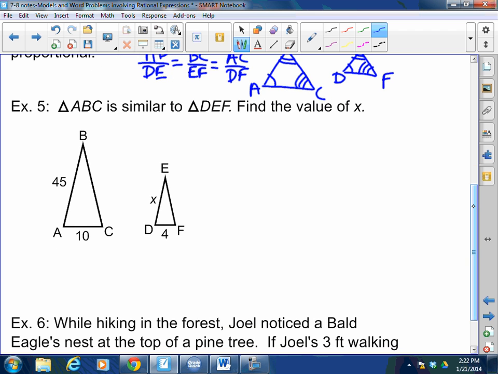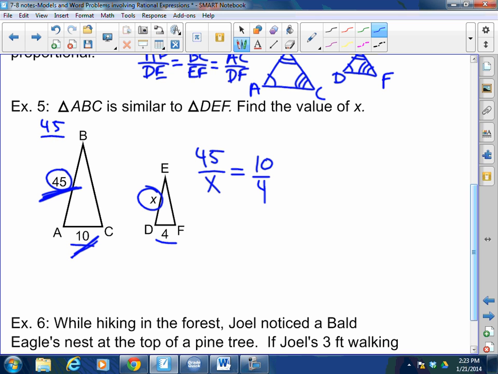Mickey Mouse time. You could do this one of two ways. I like to do it this way. 45 corresponds to X, and 10 corresponds to 4. I'm going to show you both ways. 45 to X must equal 10 to 4. The danger of doing it this way is if you start here, you got to start here again on your second one. So do not go 45 over X and now 4 over 10. That will be wrong. Stick to the correct rhythm.